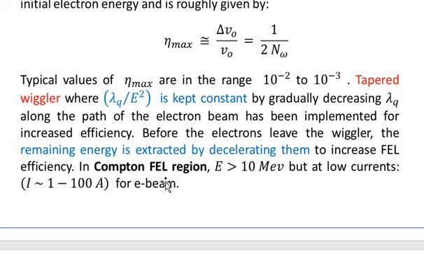In the Compton FEL region, the energy of the electrons in the beam is greater than 10 million electron volt, but at low currents of the order of 1 to 100 ampere for the electron beam. So you see that for the Compton FEL, the energies of the electrons should be greater than 10 million electron volt, but with reduced currents in the range from 1 to 100 ampere.